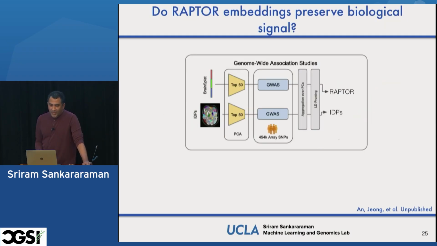We can ask other questions about the types of biological signals that are present in these embeddings. To do this, in this particular UK Biobank data set, we ran a genome-wide association study on the IDPs, the expert-defined features, and compared it to the association study results if we were to run an association analysis on the embeddings.